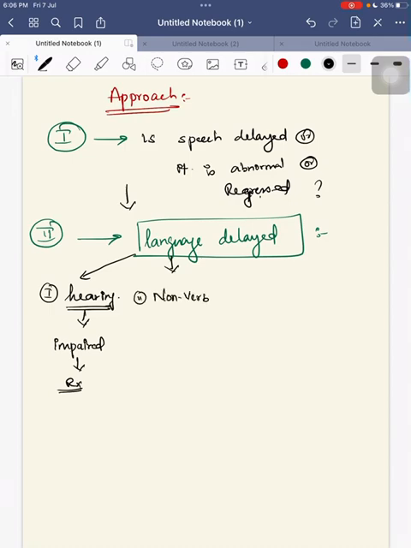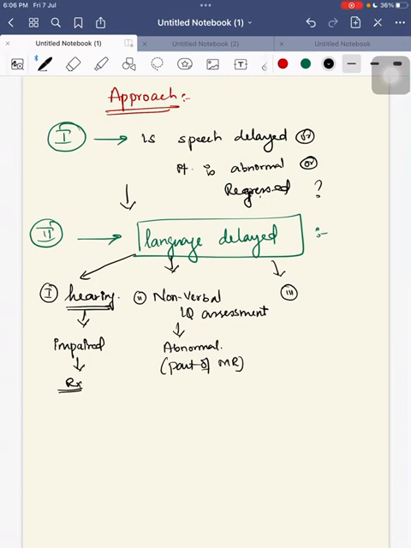Next, you have to check for non-verbal IQ. This is second. You have to check for non-verbal IQ assessment. If this is abnormal, it can be a part of mental retardation. Okay.